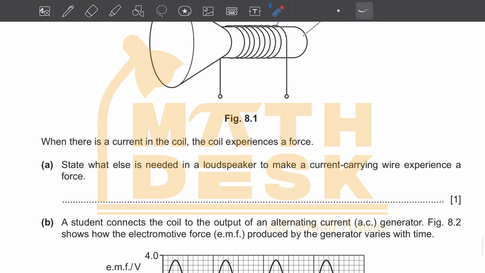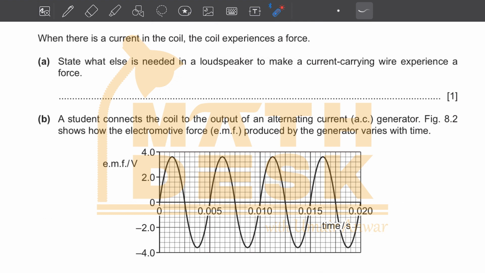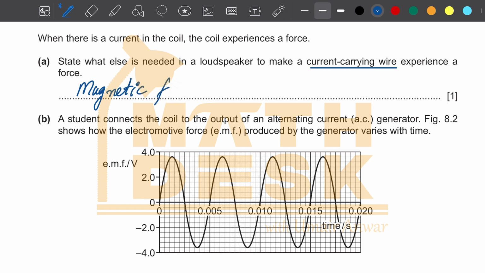When there is a current, the coil experiences a force. State what else is needed in a loudspeaker to make a current carrying wire experience a force. So a force is experienced when a current carrying wire or conductor is placed in a magnetic field. So a magnet or magnetic field is required here for this current carrying wire to experience a force.